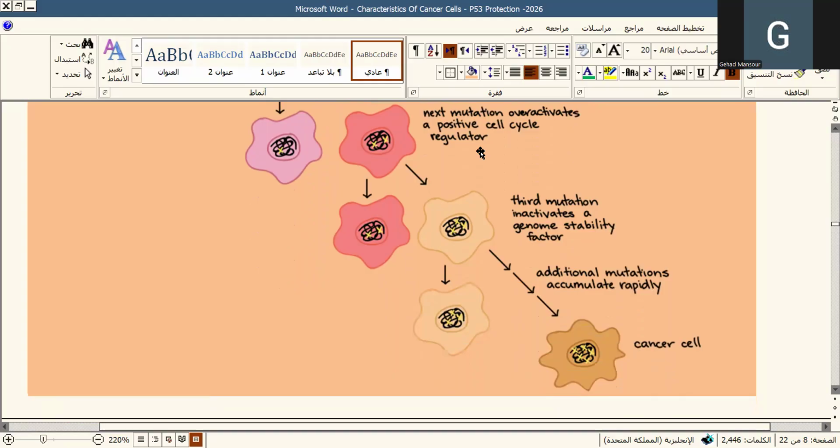The next mutation will result in the same effect, but through affecting a positive cell regulator. If you have a protein that acts as a positive cell regulator and you overactivate that protein, then this mutation that includes overactivation of a positive cell regulator will result in encouraging the mutant cell to progress through the cell cycle despite the mutations or abnormalities in its DNA.